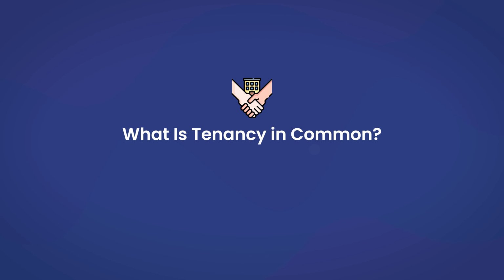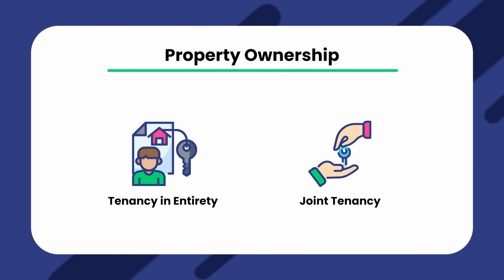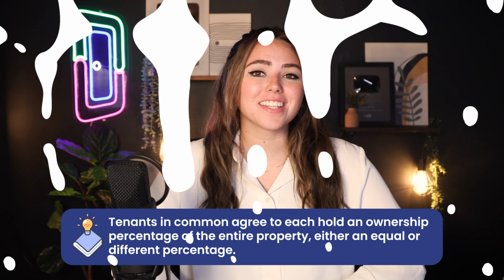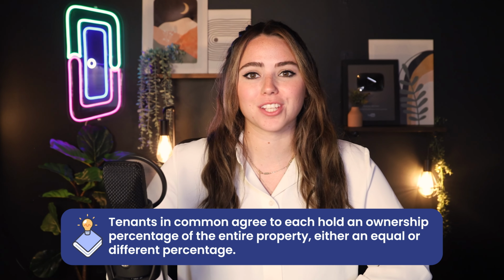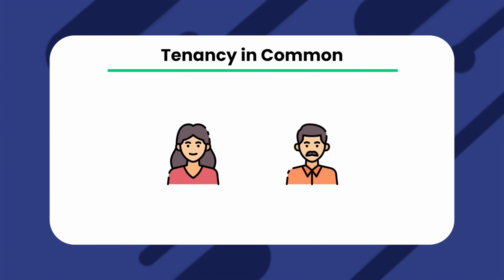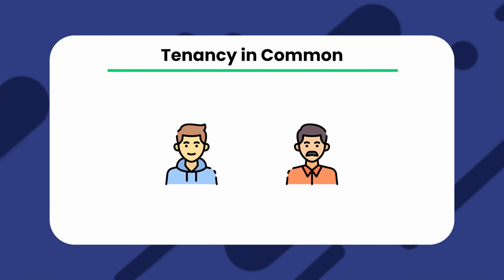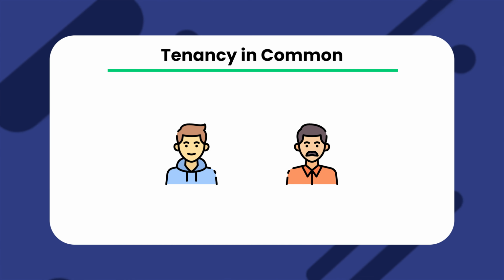There are many ways to own a residential or commercial property, and tenancy in common is one of them. Tenancy by the entirety and joint tenancy are two other types of real property ownership. Tenants in common agree to each hold an ownership percentage of the entire property, either an equal or different percentage, and if one of the tenants passes away, their heir will have the right to claim ownership of the property for the portion that their predecessor held rather than the joint tenant.